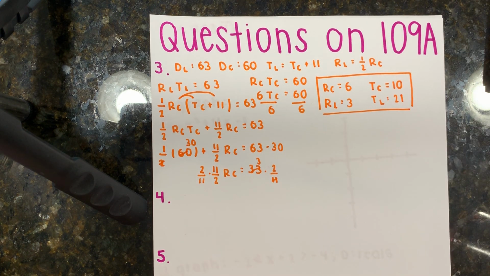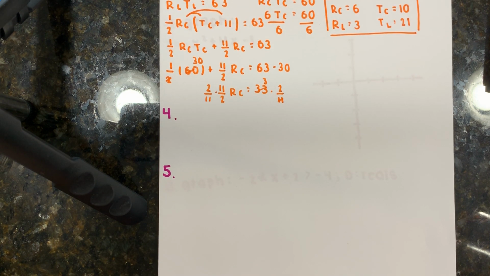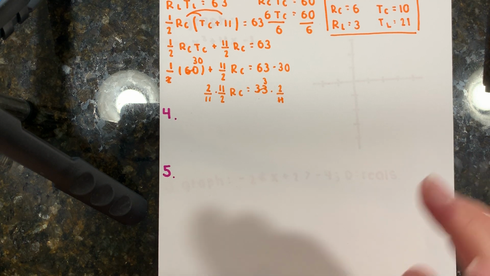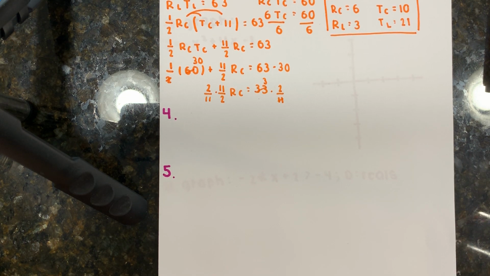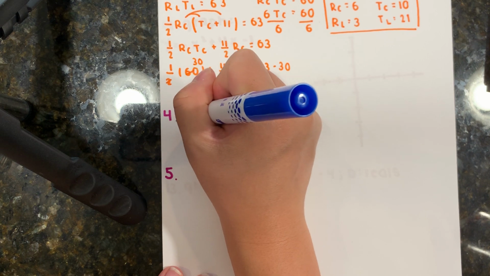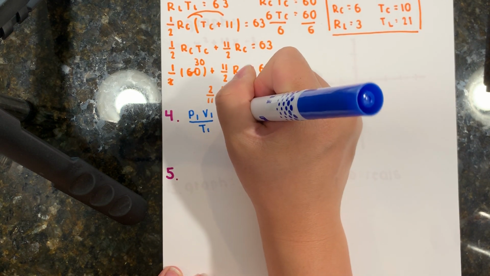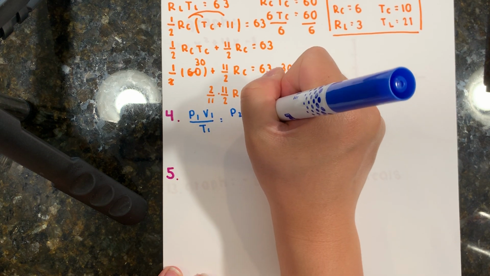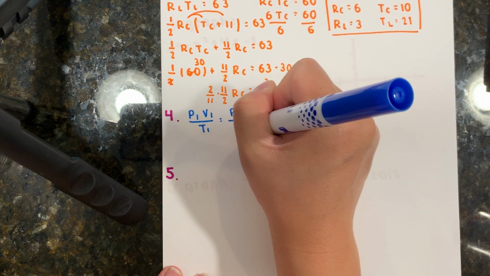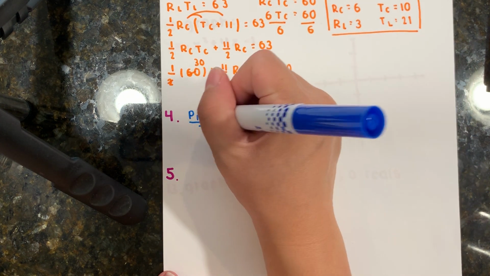Now looking at number 4, Dr. Steve held the volume of a quantity of an ideal gas constant at 400 milliliters. The original pressure and temperature were 800 and 400. What would be the final pressure if the temperature were raised to 1200? So normally we have an equation of P1V1 over T1 equals P2V2 over T2. But it says that the volume is held constant.